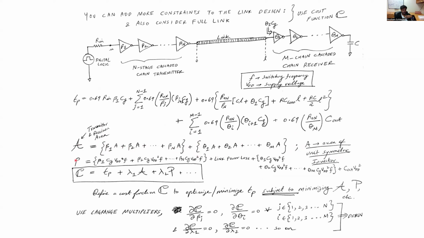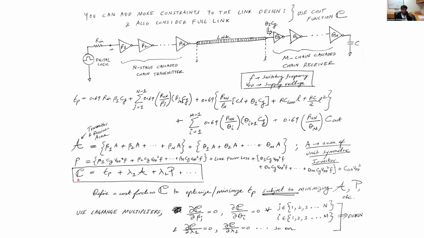And we can also have another constraint, which is the total power consumed, which, as you know, in digital logic, the power is CV squared F. And we already know that the capacitance of any beta inverter is just going to be beta times the gate capacitance of the unit inverter. Therefore, you can write the overall power in this way: there's going to be a CV squared F term for each one of these beta inverters that are switching at the transmitter side, plus the link power loss, plus the CV squared F term in the theta inverters on the receiver side, plus the final CV squared power loss in charging and discharging the load capacitance C out.